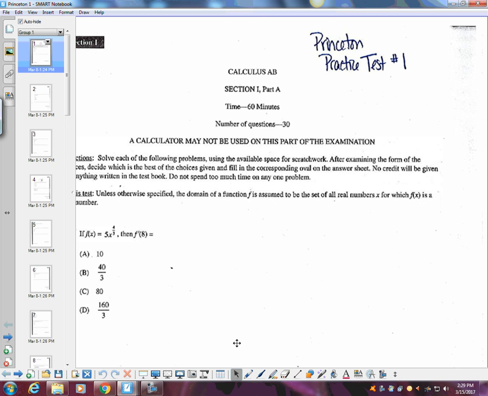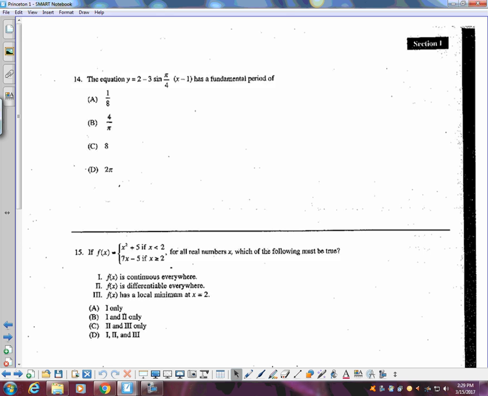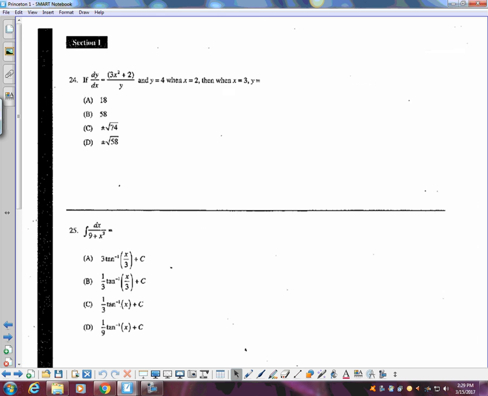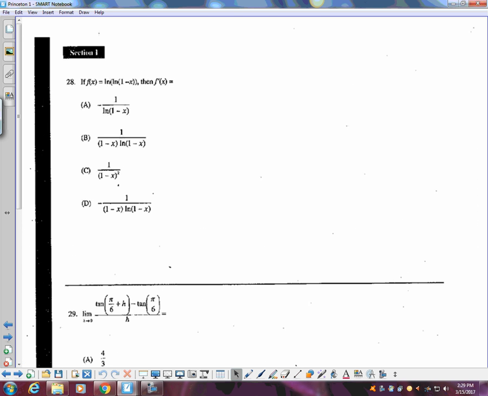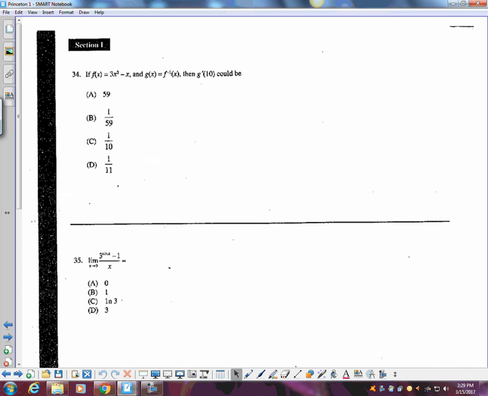Okay, where are we headed? Princeton 1, so that's blue. 34. Mason, we did that one twice. You can get the answer. Princeton 1, 34.